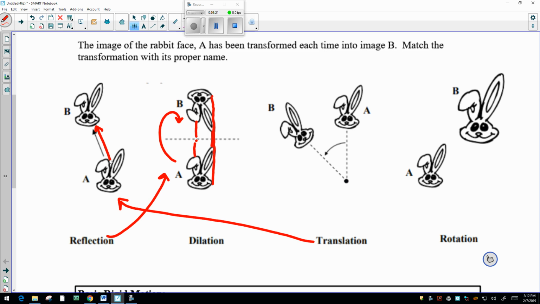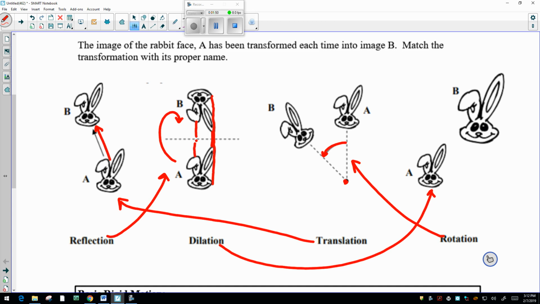For this next picture, starting at A, I can see this turn kind of happening, some sort of a twist that's going on, so that's going to be our rotation. And I can see that there's a fixed point, a center point, that center point's not moving. And our last one, I can see a picture starting at A going to B, it's gotten much bigger. So that is what's called a dilation. Could get bigger, could get smaller, it's changing the size.